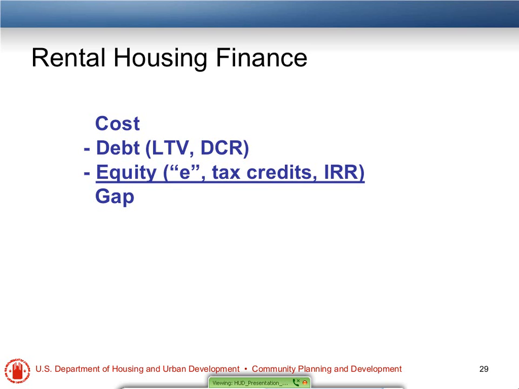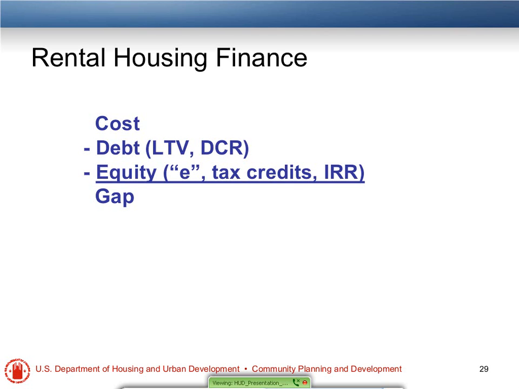All right. Let's talk about rental housing finance. And going back to your HD 420 class, one of the things that we really did with our introduction to rental housing finance is we taught you how to calculate a gap in your project. And we started with the formula.